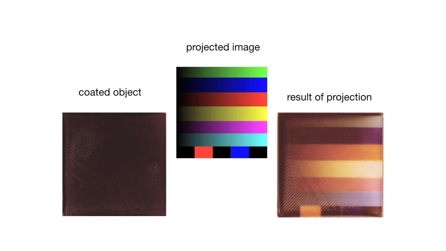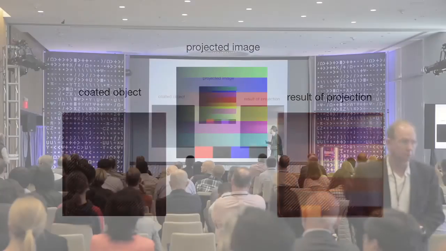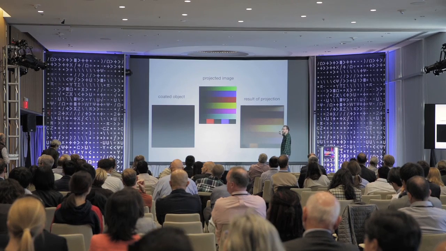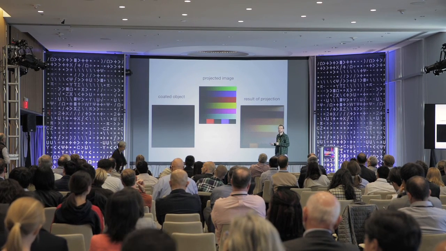And you can see here actually what happens to such a coating. So on the left side, you see the coated object. Here on the projector, it's quite dark, but actually it looks more like a deep brown, I would say. Then we projected an image onto it, and on the right side, you see how these colors change over a gradient.